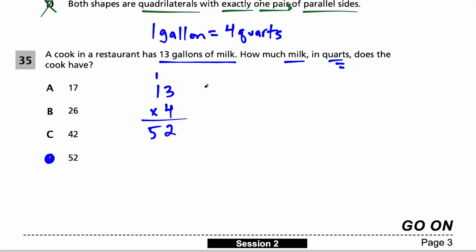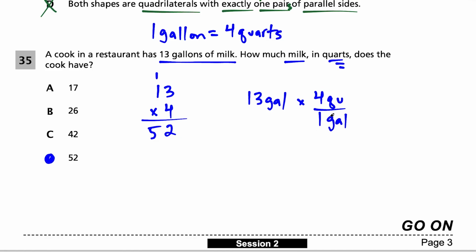Now, something a little bit more advanced that you're going to learn later, if you just want a sneak preview of the next few levels of math, unless you learned this already, then great. But 13 gallons, if I'm converting to quarts, I could just multiply by 4 quarts over 1 gallon.